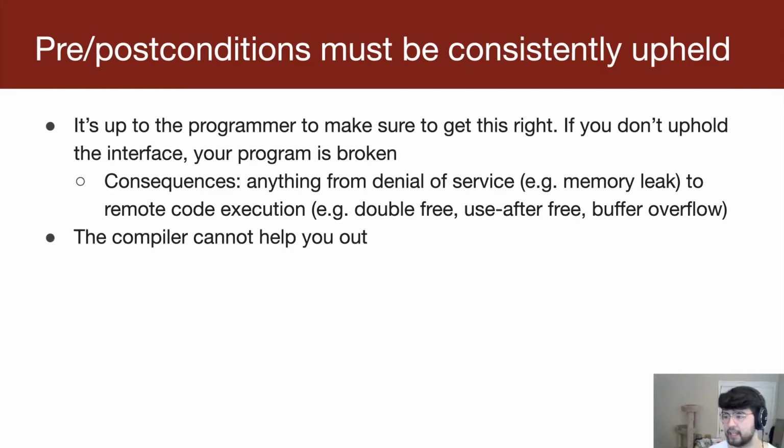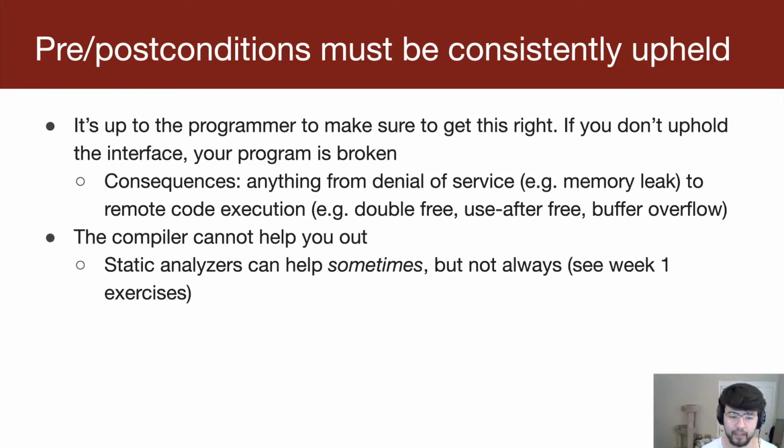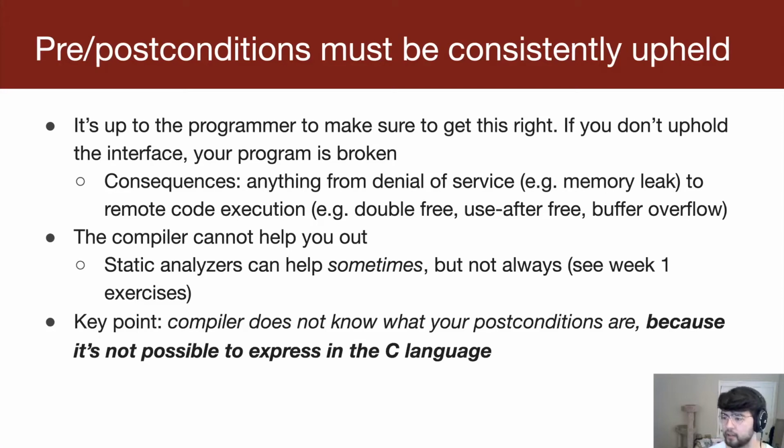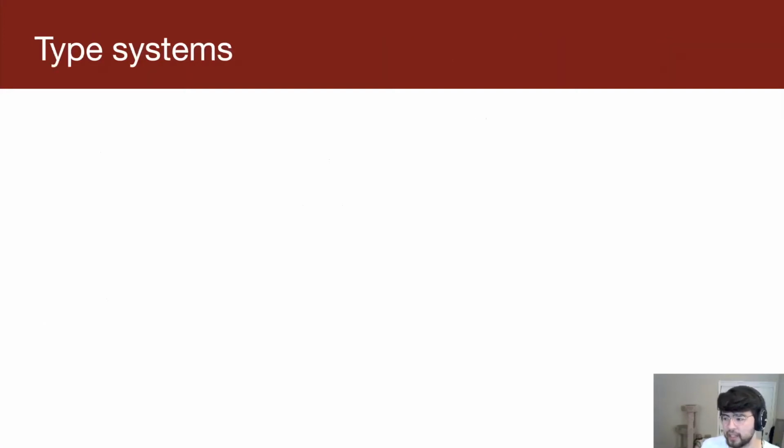And the compiler can't help you out. We talked about static analysis, but if you do the week 1 exercises, you'll see it has some severe limitations. And the key point, this is what I want you to take away from this portion of the lecture, is the compiler does not know what your postconditions are because it's not expressed in the C language. You can write your postconditions and your preconditions in comments, but the compiler has no idea how to read your comments. And there's nothing in the C language that says this function is responsible for freeing this memory, or this function is passing this memory to some other function and that function is going to free the memory. There's nothing like that in the C language. The compiler doesn't know what you're talking about.